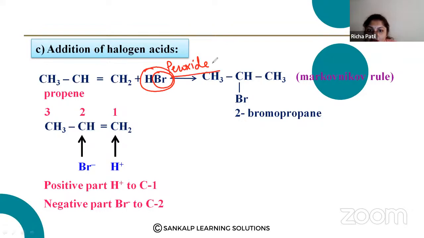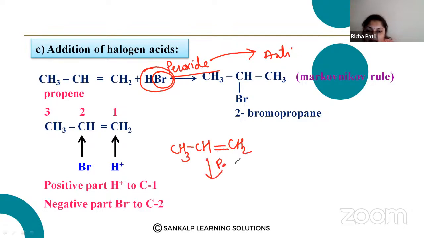In the presence of peroxide, it will undergo anti-Markovnikov's rule. It will be vice versa. So in anti-Markovnikov's rule, what will be the major product? It will be CH3, CH, CH2. So here, peroxide plus HBr.